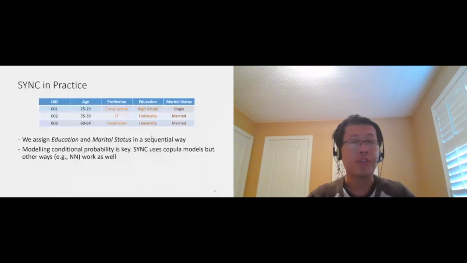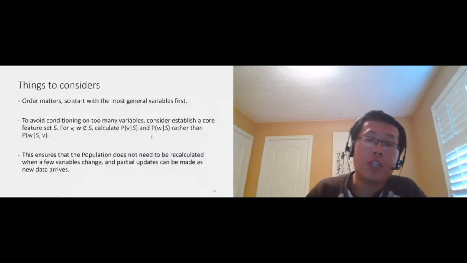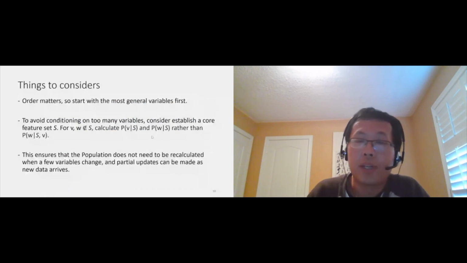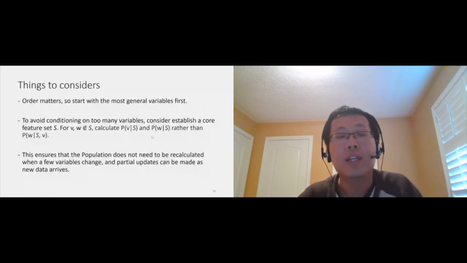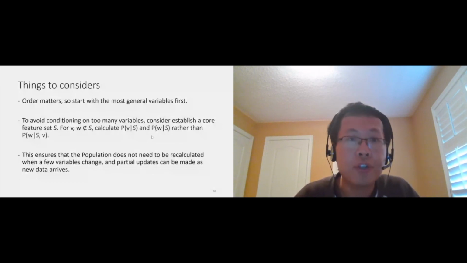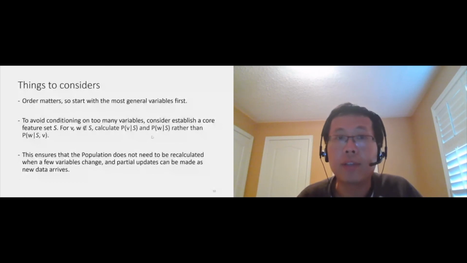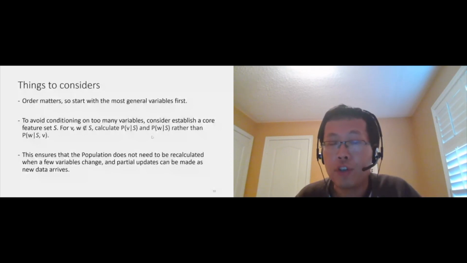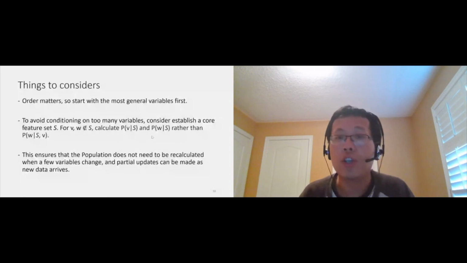A couple of things to consider. First of all, in this methodology, order matters. So in other words, how you assign the order is important. And this is why you want to start with your most generic variable first, followed by your least generic variables. And to avoid conditioning on too many variables, we typically pick a core feature set, and you only condition them on that feature set.